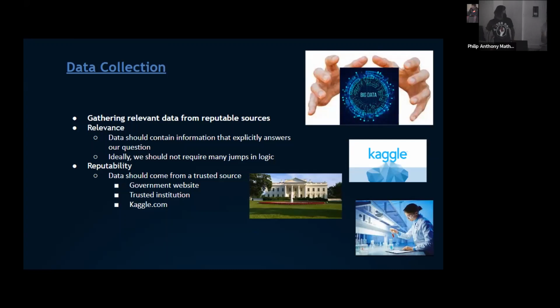Anyways, the second factor is reputability. And what that just means is that our data should ideally come from a trusted source, because if it doesn't, it'll be very easy for critics of your research paper or your project to point out like, hey, did you just make this up on your own, or did you get your friend to make up this data? So it's very important that we get our data from a trusted source, such as a government website, trusted institutions, or data aggregation websites such as Kaggle.com. Kaggle.com specifically is what we will be using in this file.